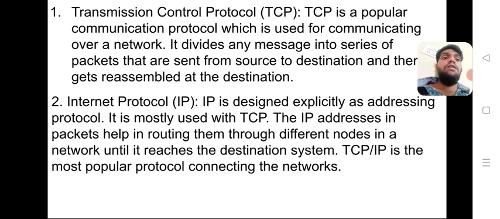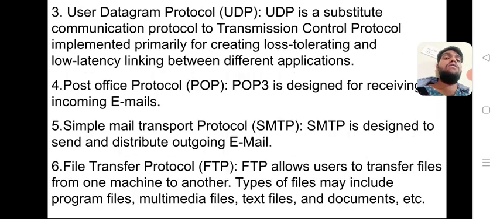Transmission Control Protocol. TCP is a popular communication protocol which is used for communicating over a network. It divides any message into a series of packets that are sent from the source to the destination and then get reassembled at the destination. Internet Protocol. IP is designated explicitly as an addressing protocol. It is mostly used with TCP. The IP addresses the packets, helping in routing them through different nodes in a network until they reach the destination system. TCP and IP is the most popular protocol connecting the networks.